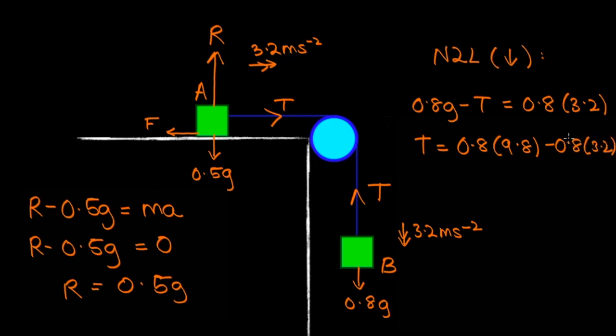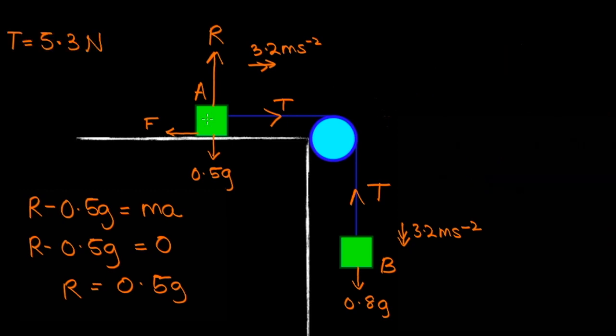And so that gives us a value for T equal to 5.3 newtons. And the last part of this pulley problem is to work out the value of friction. Again, we're going to use Newton's second law, but this time we're going to use it horizontally on A.